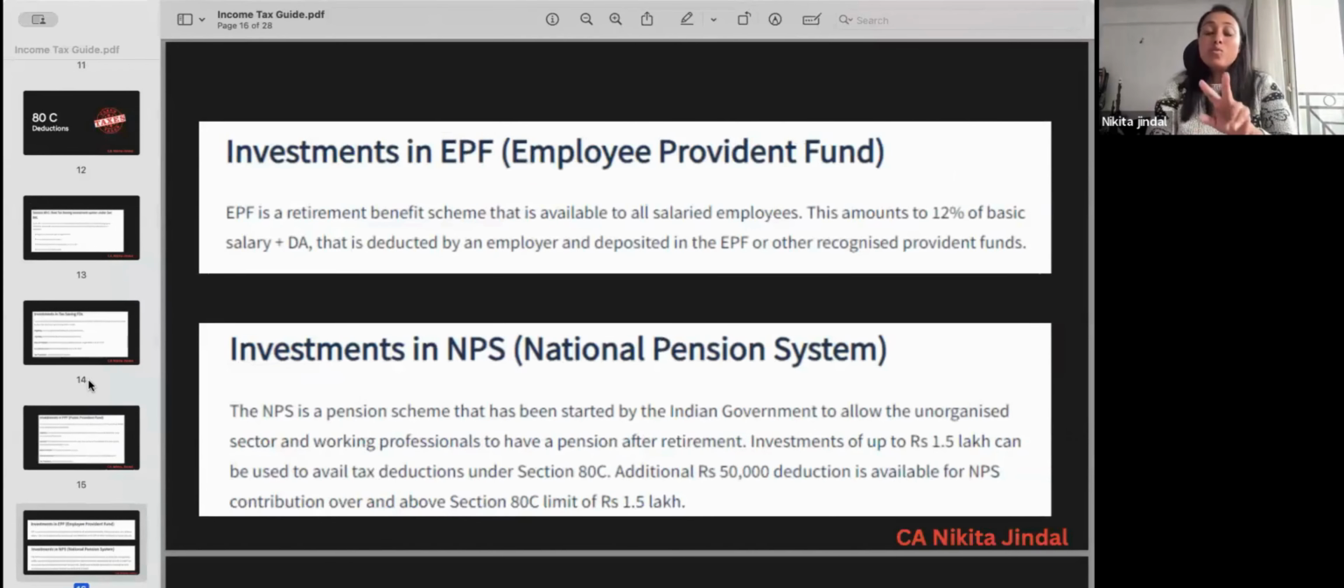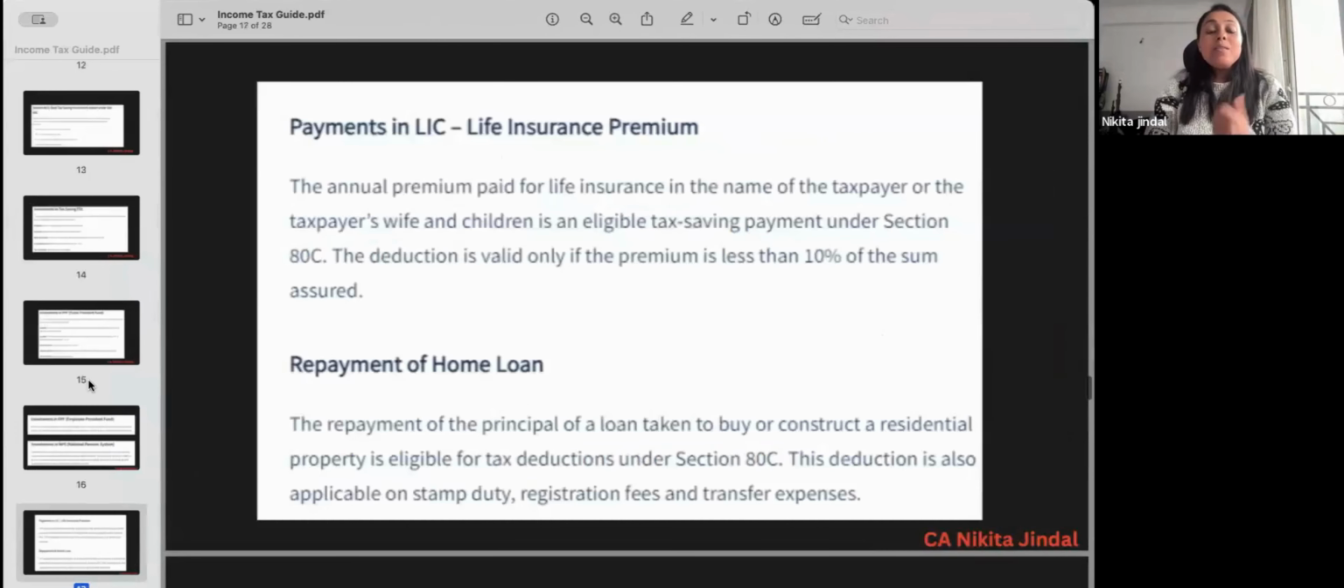NPS is good because you are getting 2 lakh deductions: 1,50,000 under section 80C, and over and above that 50,000 you are getting under NPS. The life insurance premium is the most common place where you can invest. Repayment of home loan is also a good option because you can claim the repayment deduction under section 80C and the interest under section 24B.